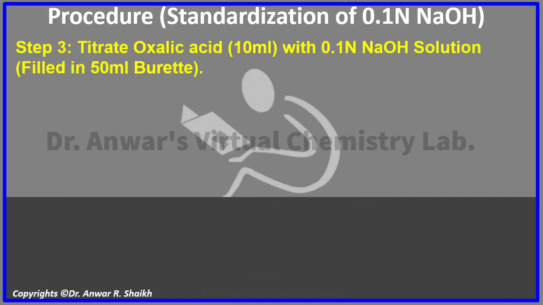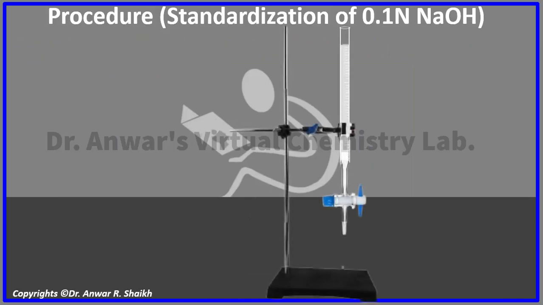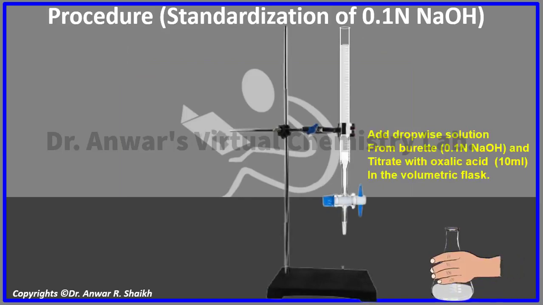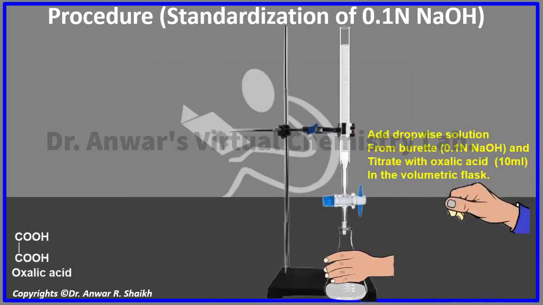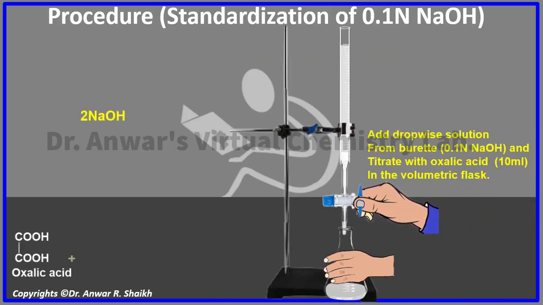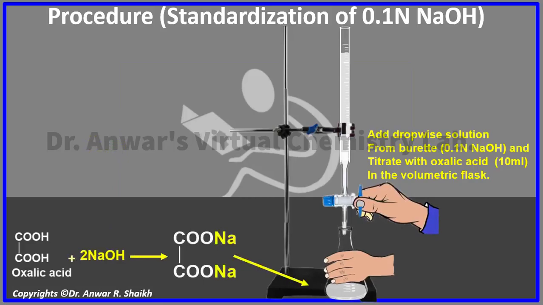Step 3. Titrate the 10 ml oxalic acid in the conical flask with 0.1 normal sodium hydroxide solution filled in a 50 ml burette. Carry out the titration by adding sodium hydroxide solution drop-wise from the burette while constantly swirling the flask until the color of the solution in the conical flask changes from colorless to faint pink. Constant swirling will ensure complete mixing of reactants.